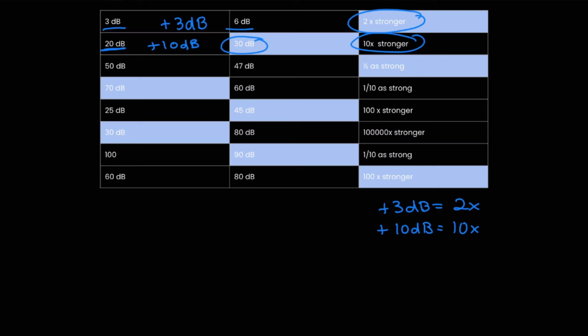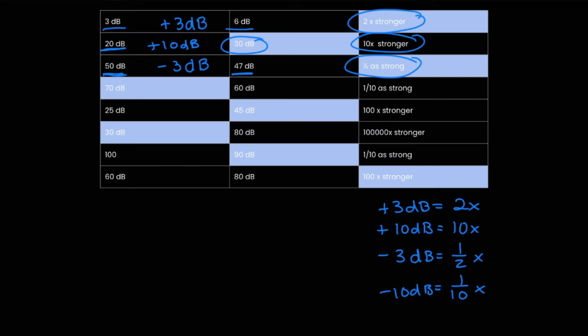The next row down tells us that we started with an original wave of 50 and have decreased to 47. That is a change of negative 3 decibels. Let's finish writing the rest of our rules here. Negative 3 decibels is going to equal half as strong, and negative 10 decibels is going to equal 1/10 as strong. Negative 3 decibels lines up well with our rules, so we can see then that by decreasing by negative 3 decibels, we end up with a wave that is half as strong.